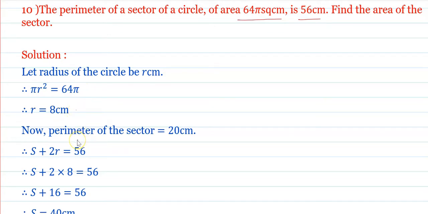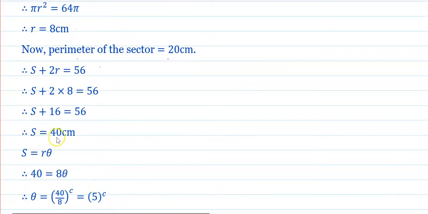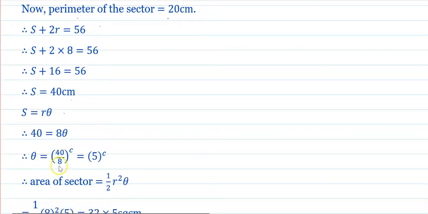Again perimeter is given, it is 56 centimeter. S plus 2r is equal to 56, r is 8, 2 into 8, 16. Therefore, S plus 16 is equal to 56. S is equal to 40 centimeter. S is equal to r theta. Substitute the value of S, 40, r is 8 and theta. Therefore, theta is equal to 40 upon 8 radian and therefore theta is equal to 5 radian.